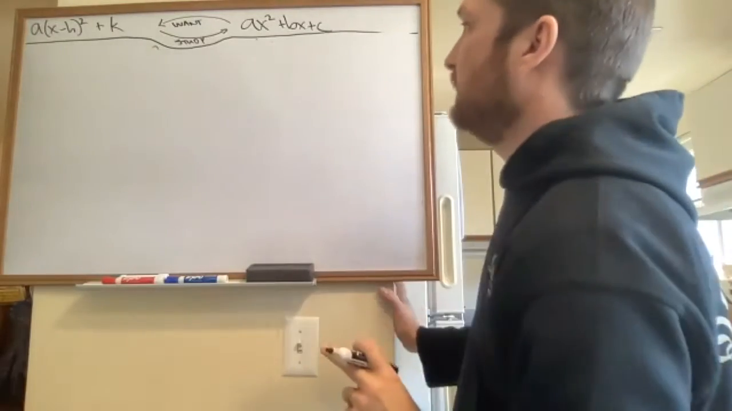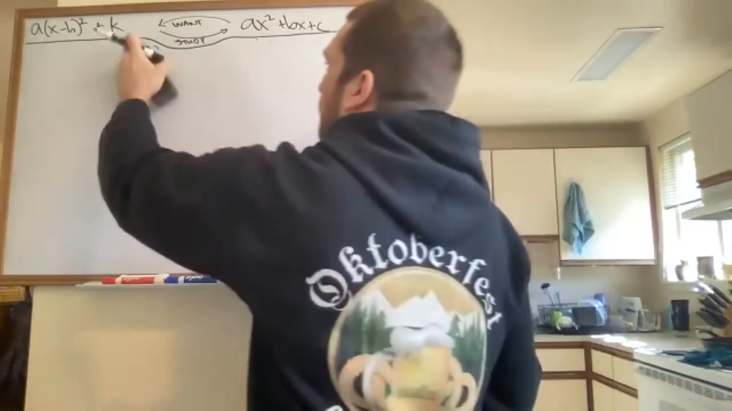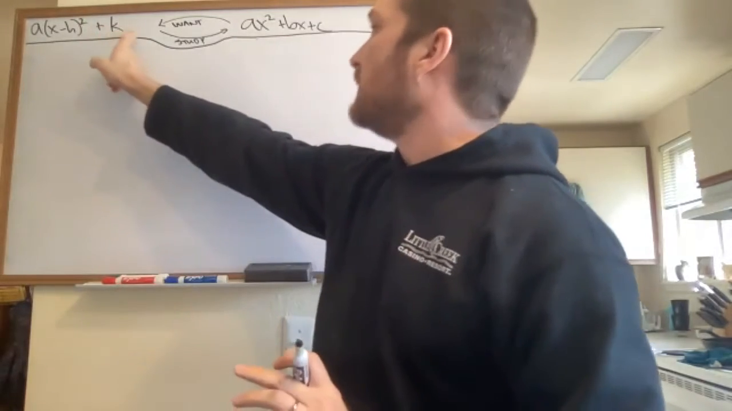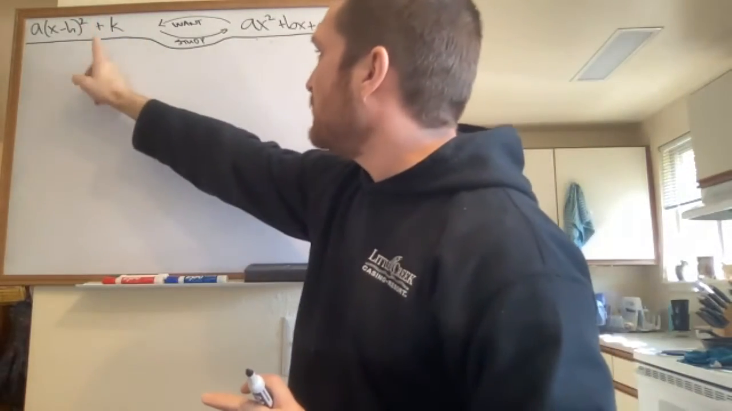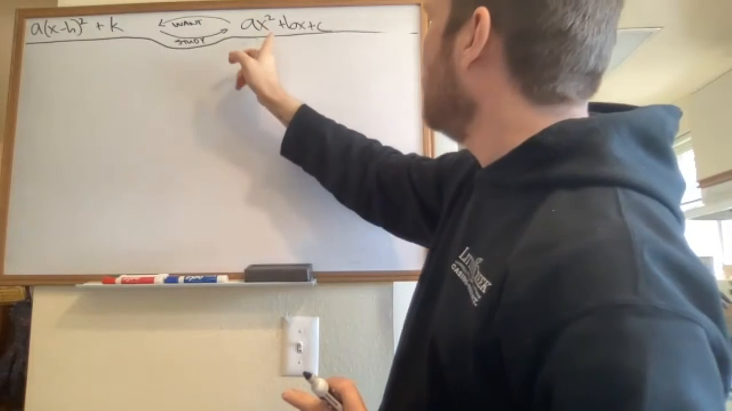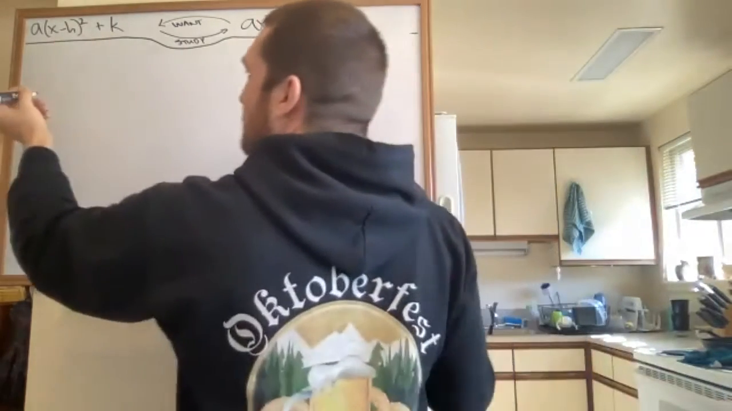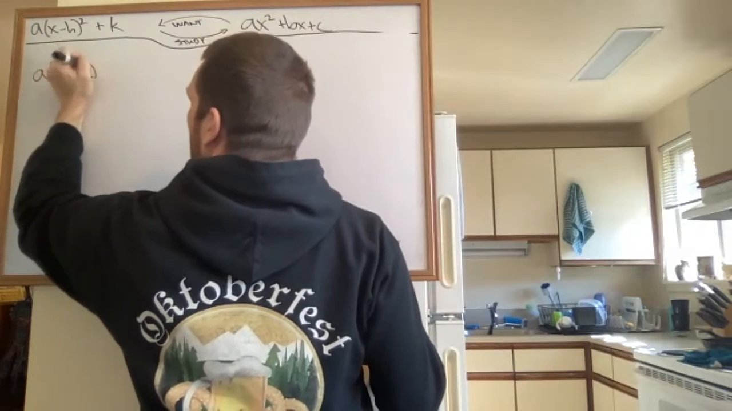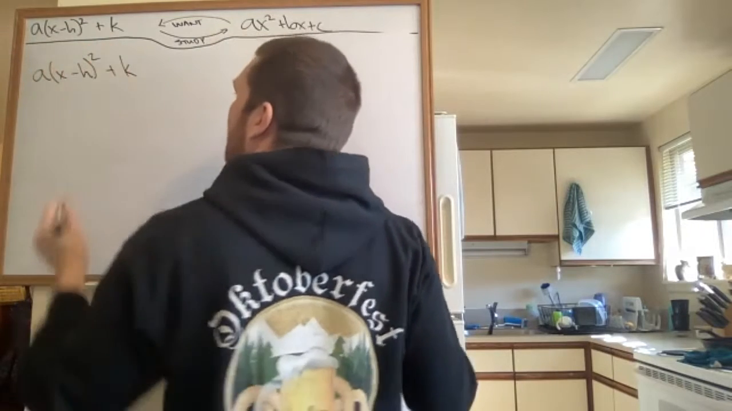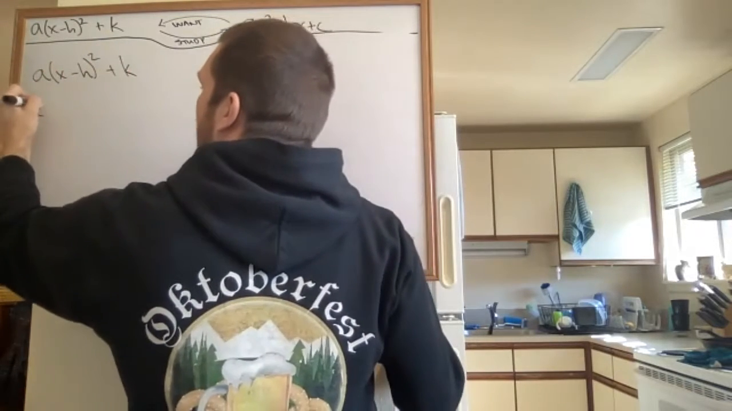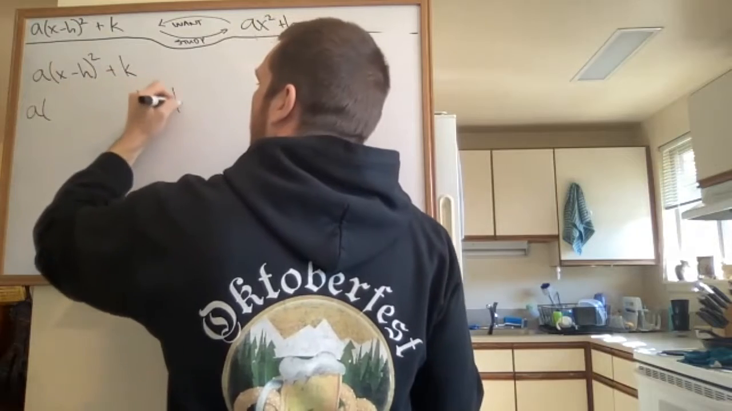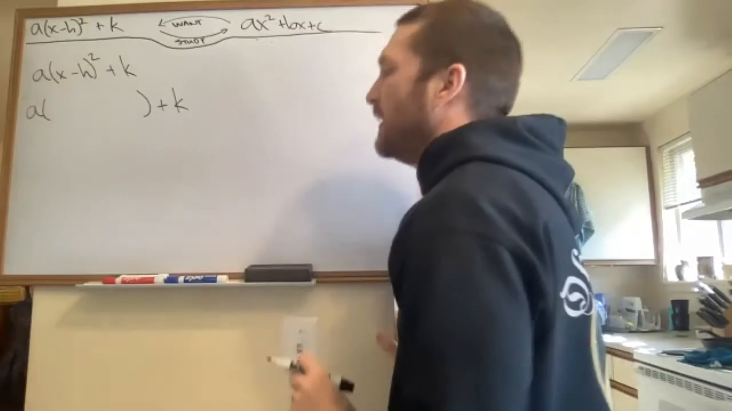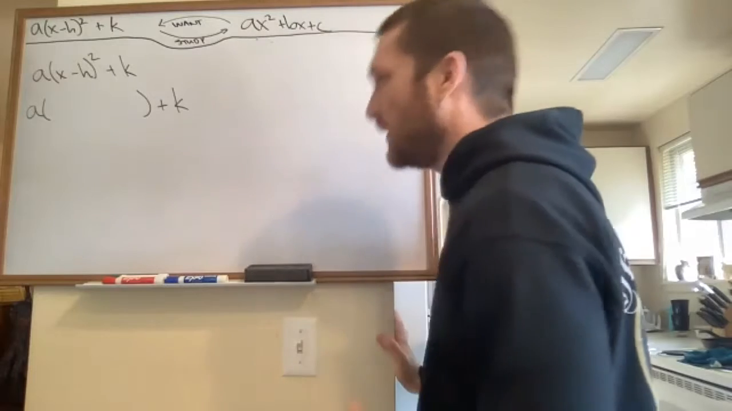There's something to notice here. Let's study what we're doing. We're going to take something in this form and put it into this form. So let's just, in general, take the most general one we could find, a(x minus h) squared plus k. Now let's square this out. What is this squared? The (x minus h) squared.